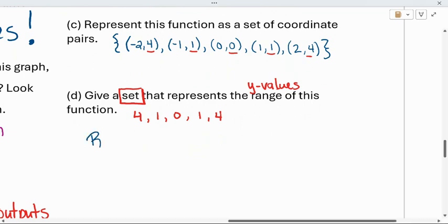We're going to say the range. We're going to use, I think that's a colon, right? The range is the set. So what are the numbers that represent our range? We just wrote them down. What are the numbers that represent our range? 4, 1, 0, 1, and 4. Okay, we have to put them in order from smallest to largest. 0, 1, 4.